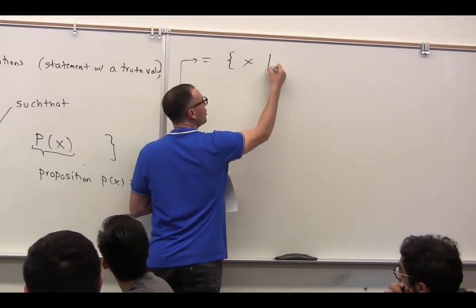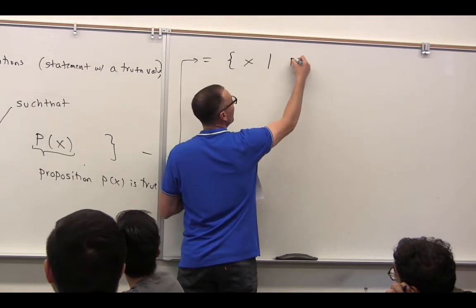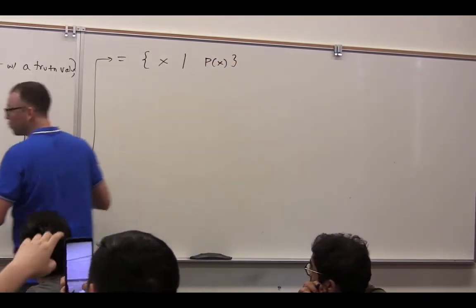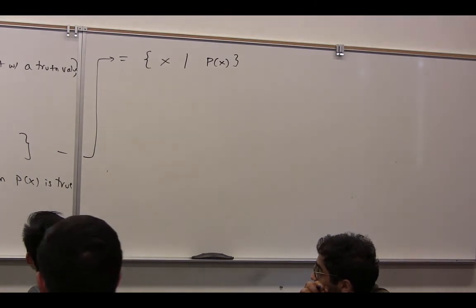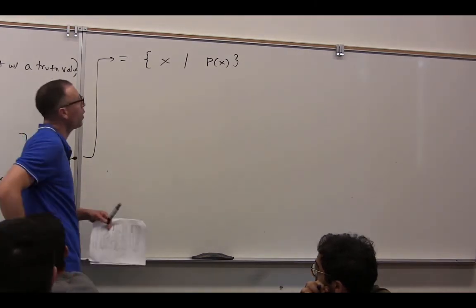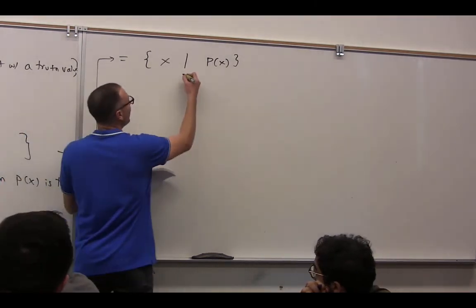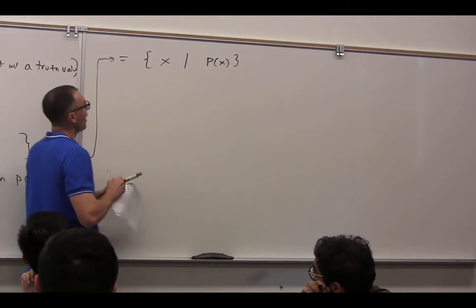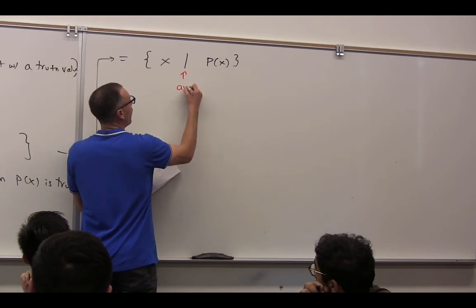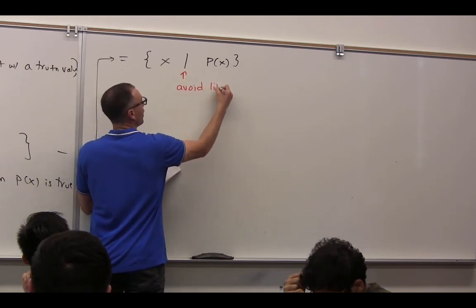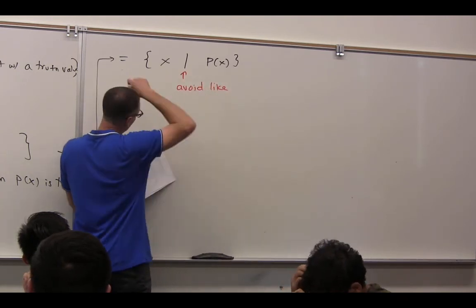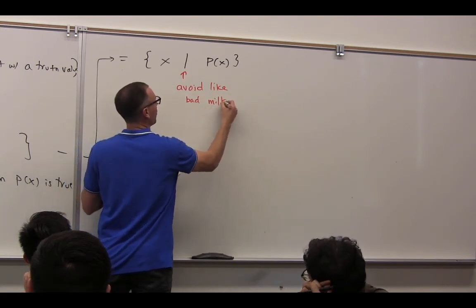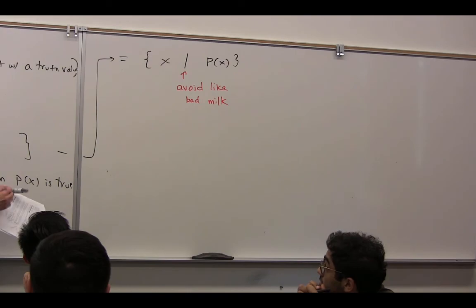Some people like to use that little line for the "such that." We will avoid that. You'll see this in mathematical literature, where they drop that line down. I'm going to avoid that like the plague because that line looks too much like the norm symbol. So in this class, avoid it like bad milk. There we go. I was going to cuss, but I won't cuss because I'm being filmed.